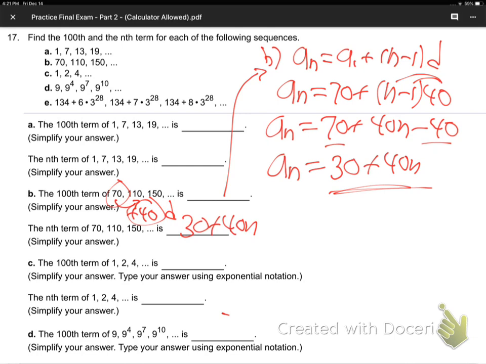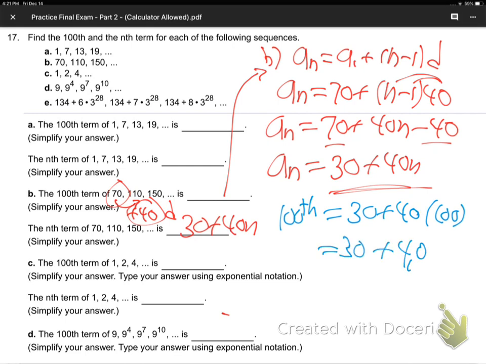The nth term formula. Now, I want you to find the 100th term. So the 100th term will be 30 plus 40 times 100. You plug in 100 for n. That's 30 plus 4,000. That's 4,030. That's the 100th term. Let's go on to part C.